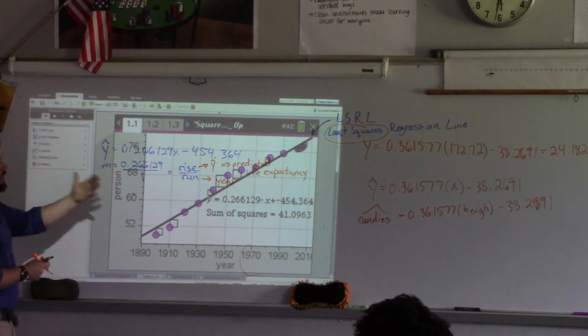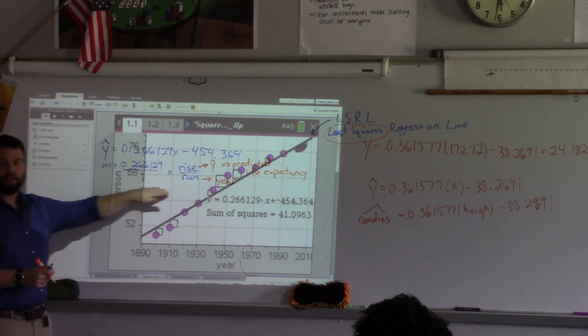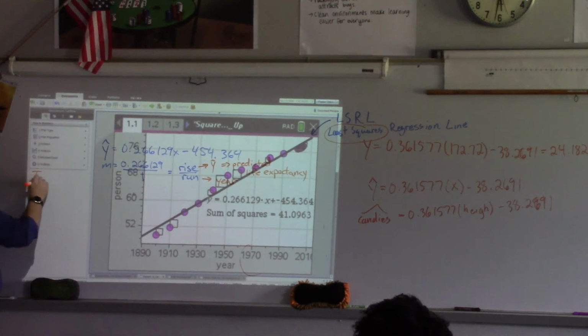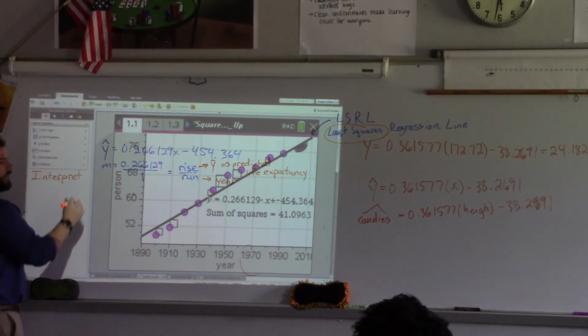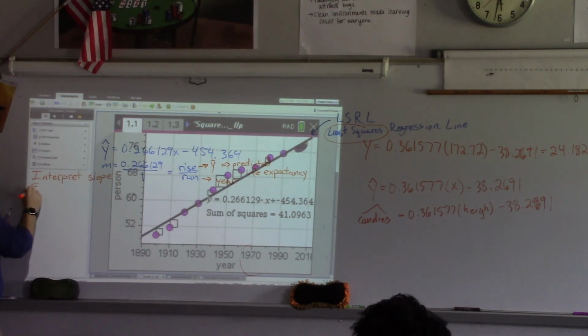And so we interpreted this slope. What I mean is, in context, what does this mean? Well, for every year that goes by, and I will tell you this right now, on the test, you will have to interpret both slope and y-intercept. There are multiple questions with that. For every year that goes by, we predict the life expectancy to go up by 0.266.